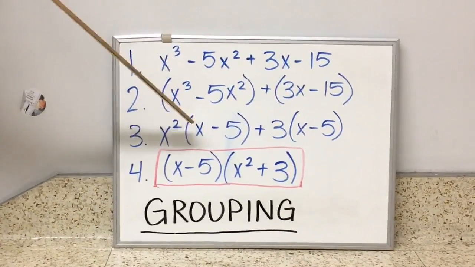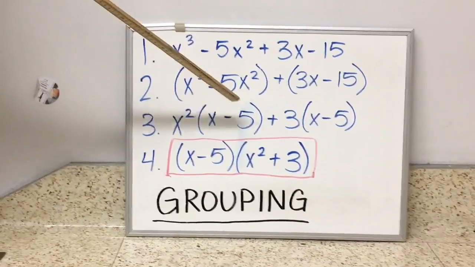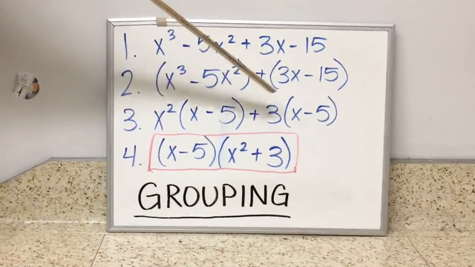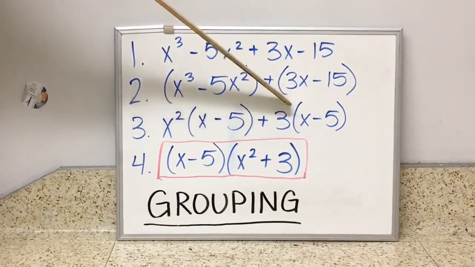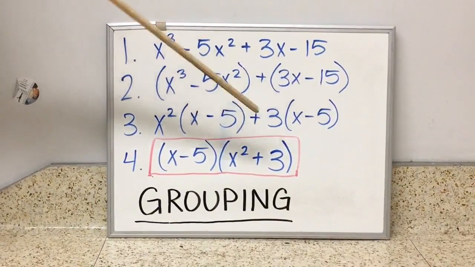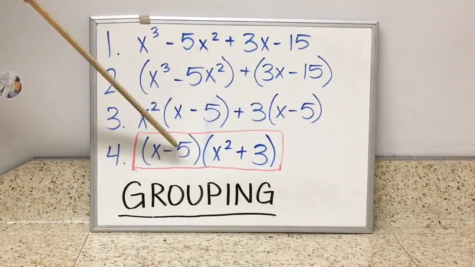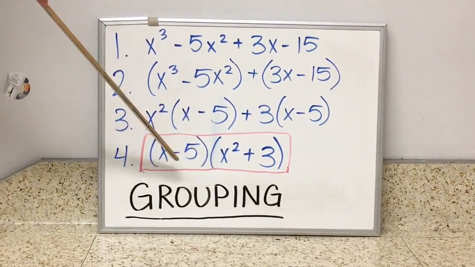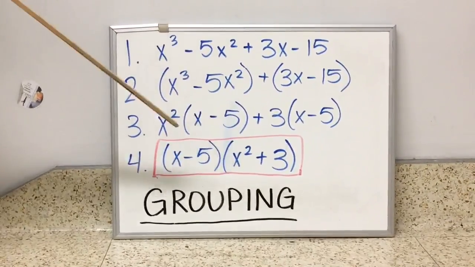parentheses, and then x minus 5 goes in the parentheses because it's the greatest common factor, and then you do plus the greatest common factor of this one, which is 3, and then the parentheses will be x minus 5 because it's also the greatest common factor. Then your final answer will be (x minus 5) in parentheses, and then (x squared plus 3) in parentheses.